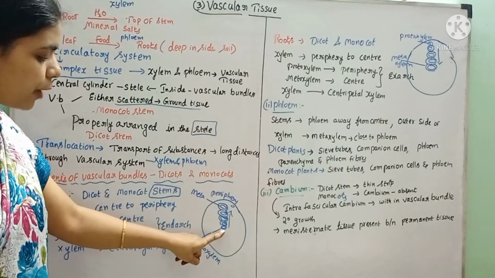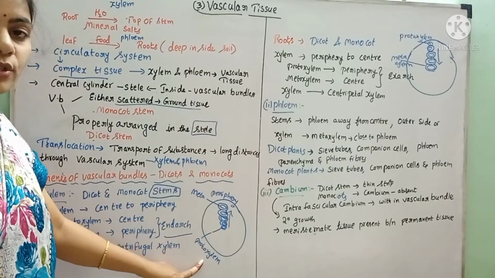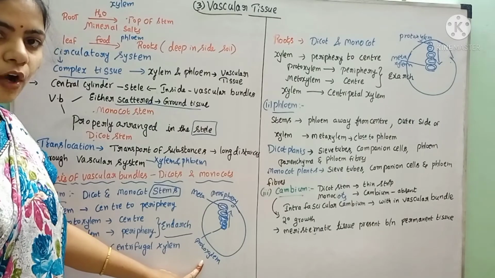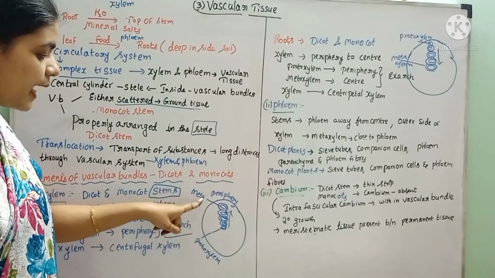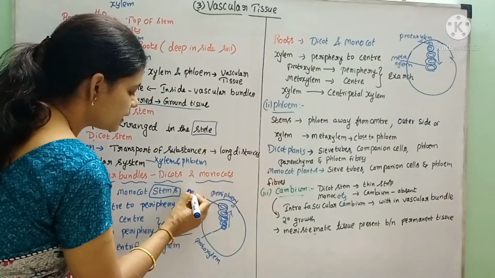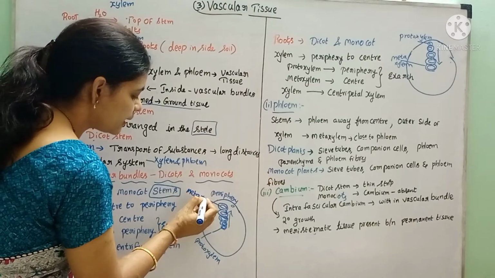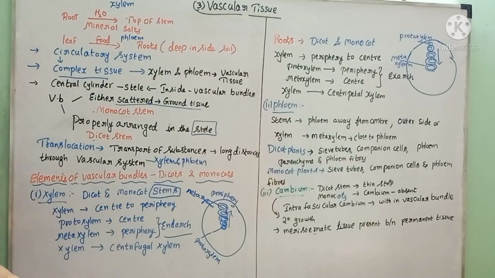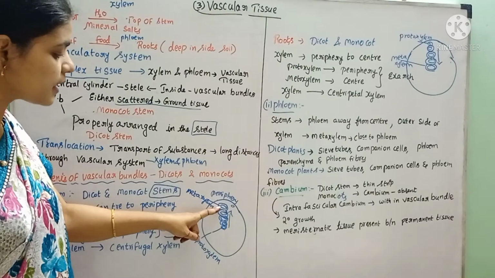Here the first formed xylem is called protoxylem. The protoxylem is nothing but the xylem which is formed first, whereas the later formed xylem is called metaxylem. The later formed, the next formed xylem is called metaxylem.